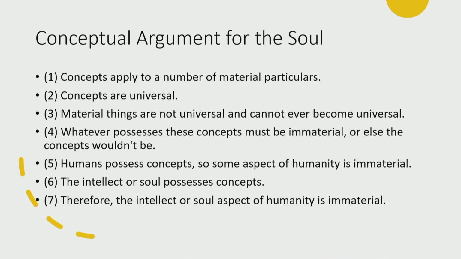Number one, it says concepts apply to a number of material particulars. For example, the particulars of a dog: it's kind of small, walks on 4 legs, it barks. But these concepts are universal, right? So we can apply this concept to the dog. And these material things are not universal and cannot ever become universal.